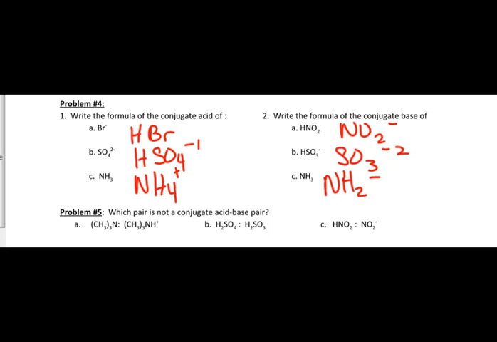So problem 5, it says which pair is not a conjugate acid-base pair? Pause the video, see if you can figure out which is the correct answer. The correct answer is B. In order to be a conjugate acid-base pair, the two substances have to be related to each other by a transfer of a proton. A and C, they're transferring the proton. And B, there's no transfer of the proton. They just change the polyatomic ion.